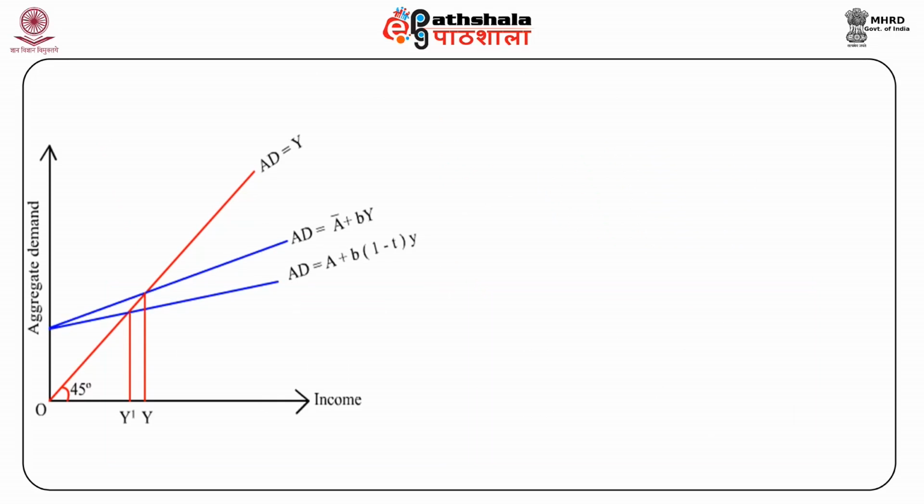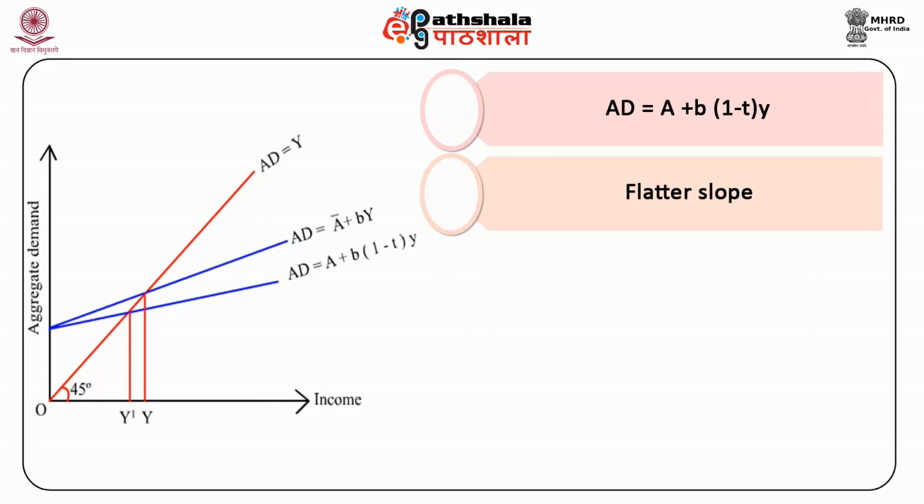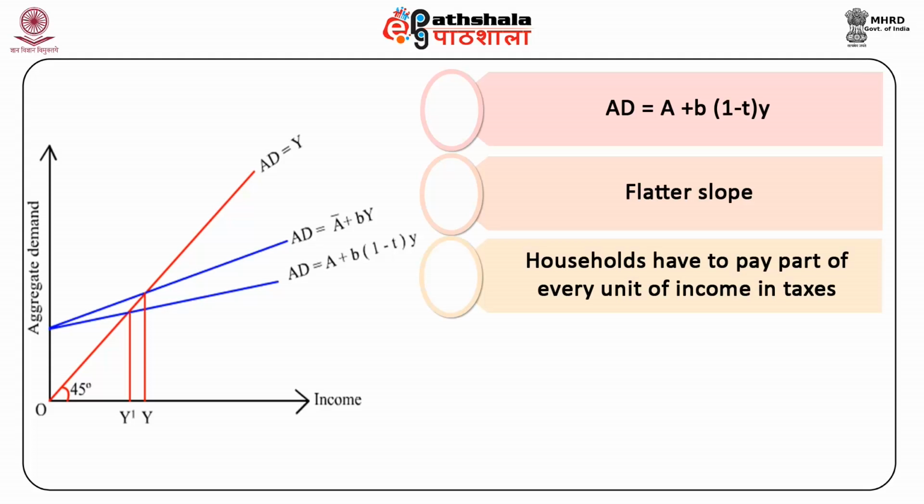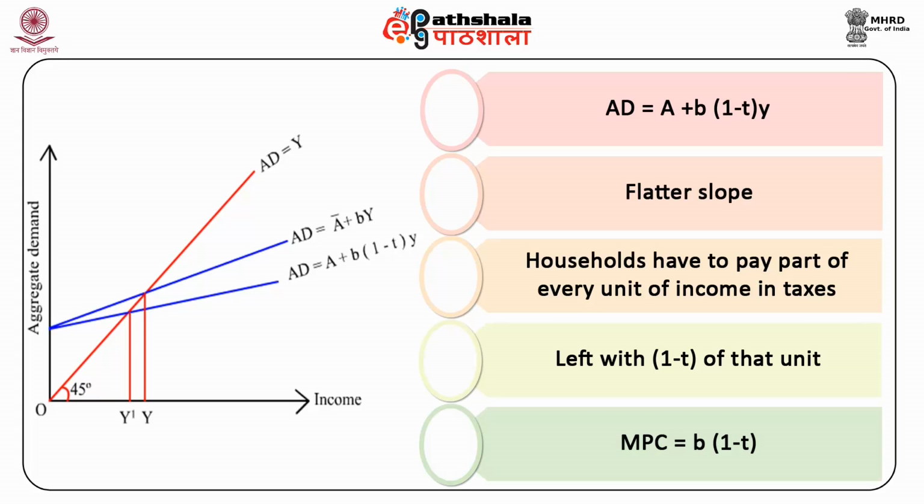The aggregate demand schedule given by equation 11 has a flatter slope than the demand schedule given by equation 4. The slope is flatter because households now have to pay part of every unit of income in taxes and are left with only 1 minus T of that unit. Thus, the marginal propensity to consume out of income is now B(1 - T) instead of B.